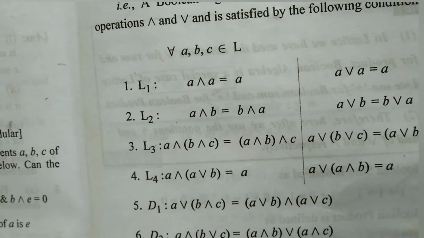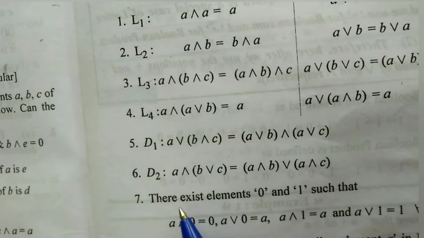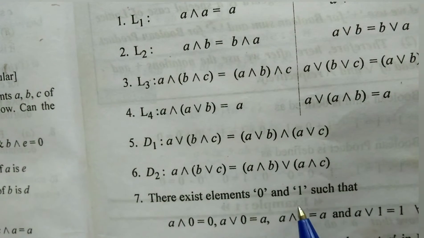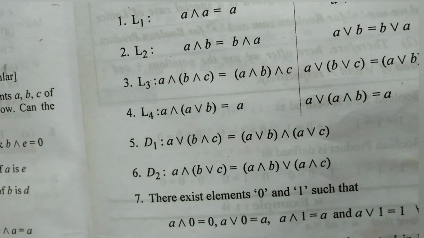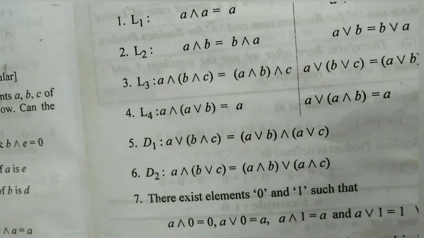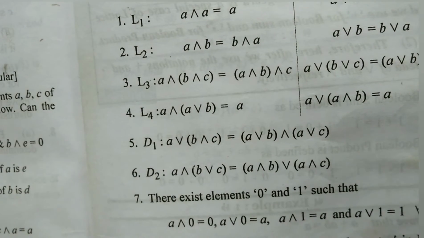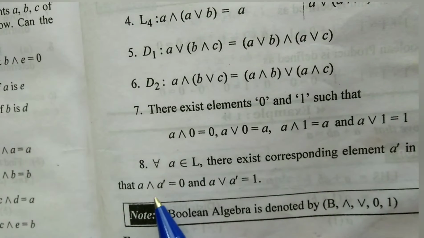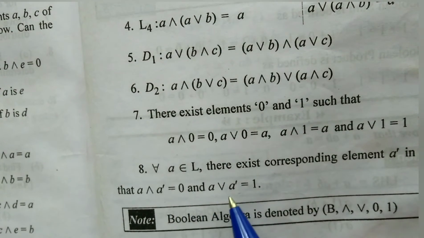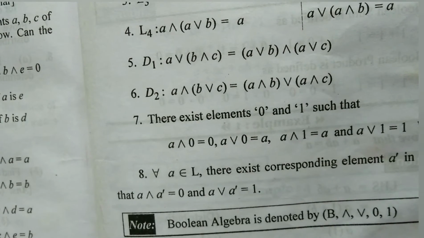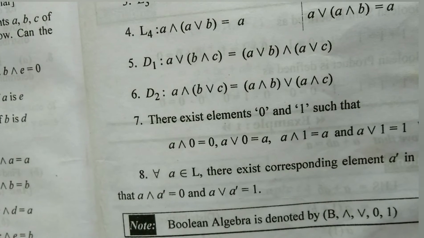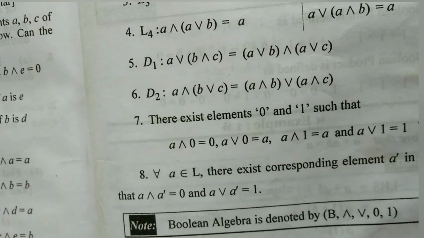The seventh one is existence of 0 and 1, as well as the complement of every element. The last one: there exists a corresponding element A dash, and we can get A and A dash is equal to 0 and A or A dash is equal to 1. That is the last one, A and A dash is equal to 0 and A or A dash is equal to 1. So these are the total 8 conditions to verify whether the given set is Boolean algebra or not.